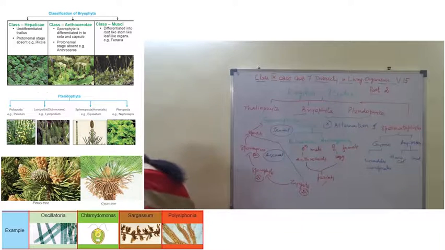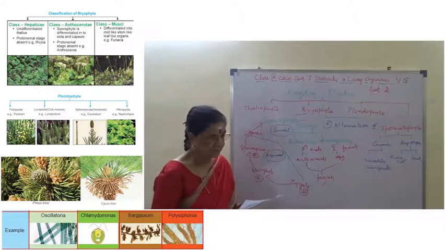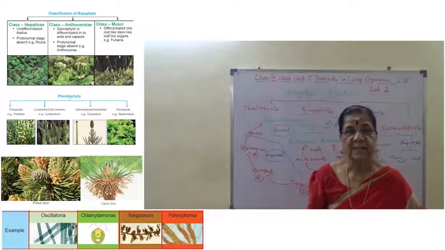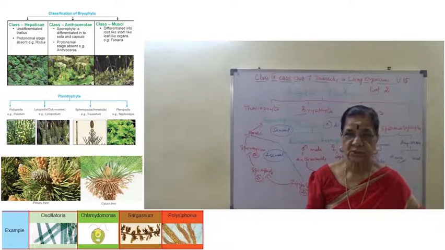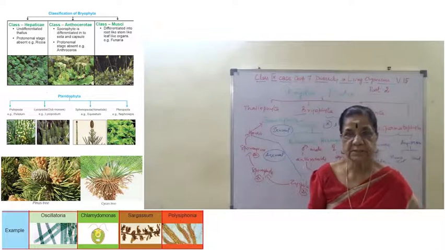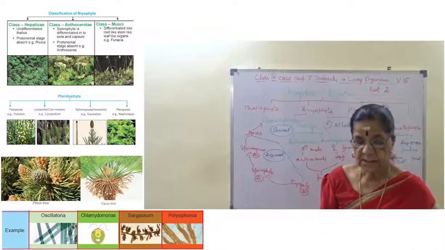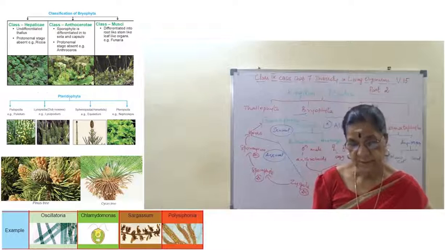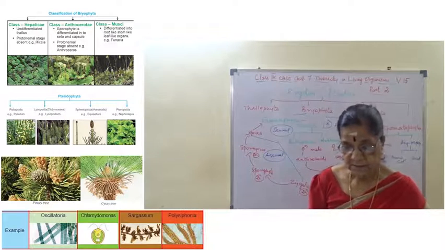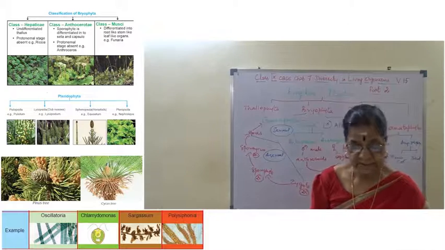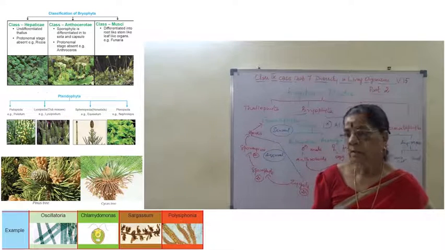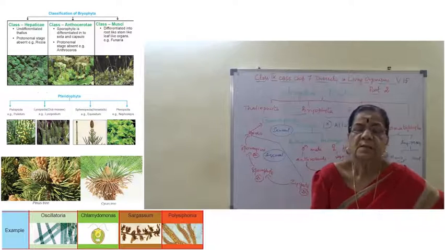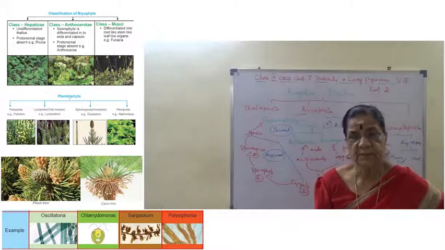So here I repeat. I will come to Bryophyta classification. It is class Hepaticae, class Anthocerotae, and class Musci. Hepaticae has an undifferentiated thallus. In Anthocerotae, the sporophyte is differentiated into seta and capsule, whereas Musci has root-like, stem and leaf-like structures. This is for Bryophyta.